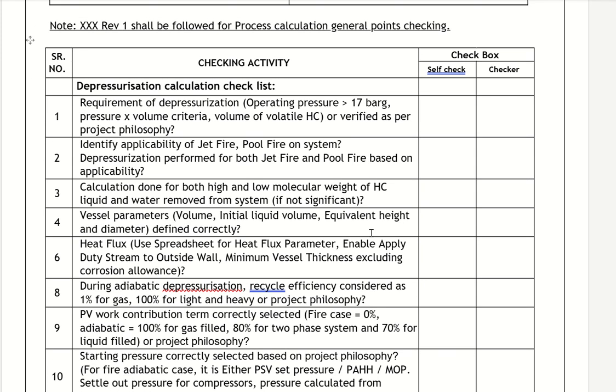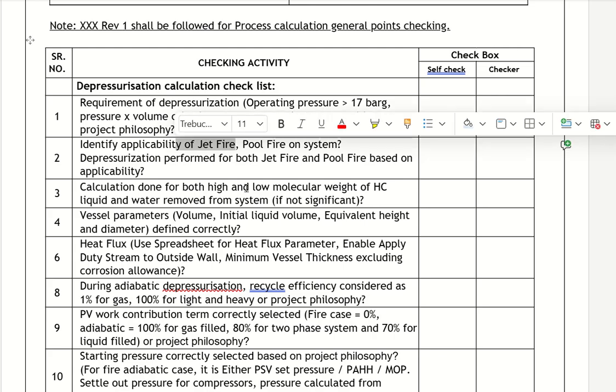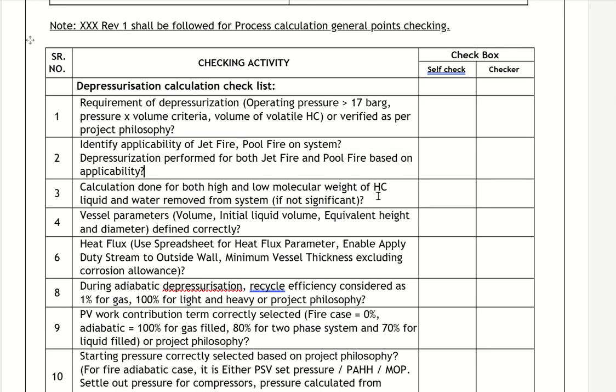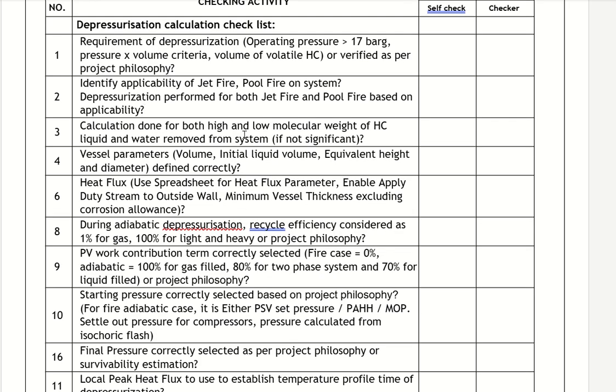Okay, then identify applicability of the jet fire or pool fire in the system. Defense performed for both jet fire and pool fire based on applicability. So obviously we go for a pool fire. Jet fire is only done in some situations where it is especially told that jet fire is applicable. So I will make more videos on how to calculate the jet fire depressurization where there's a high heat flux, and I will prepare a separate video for that one.